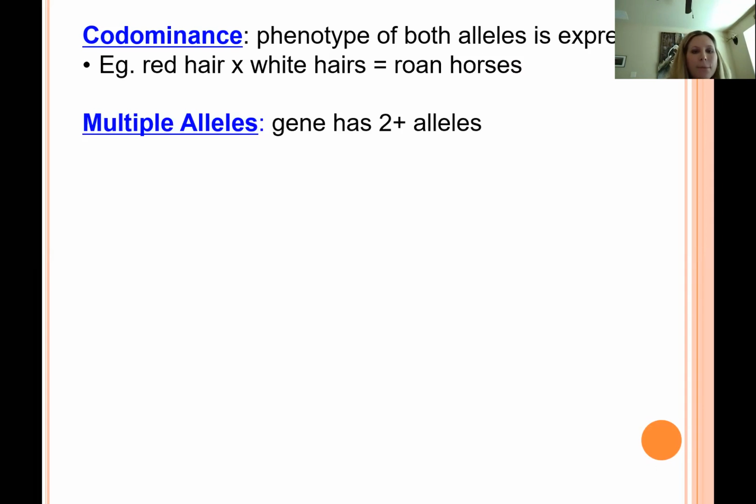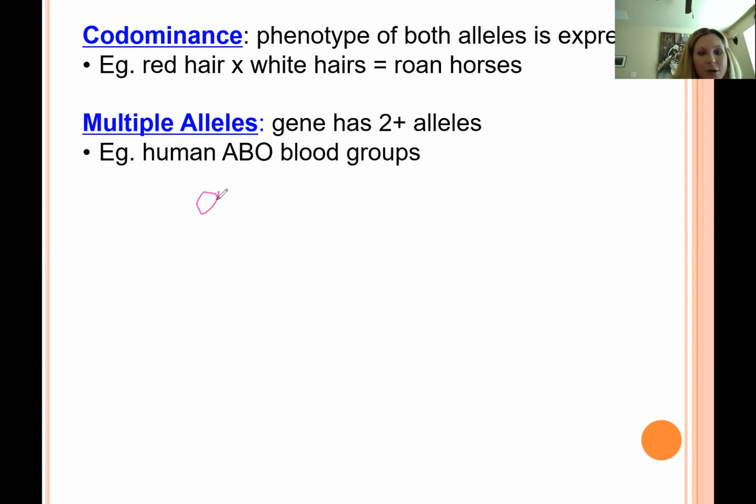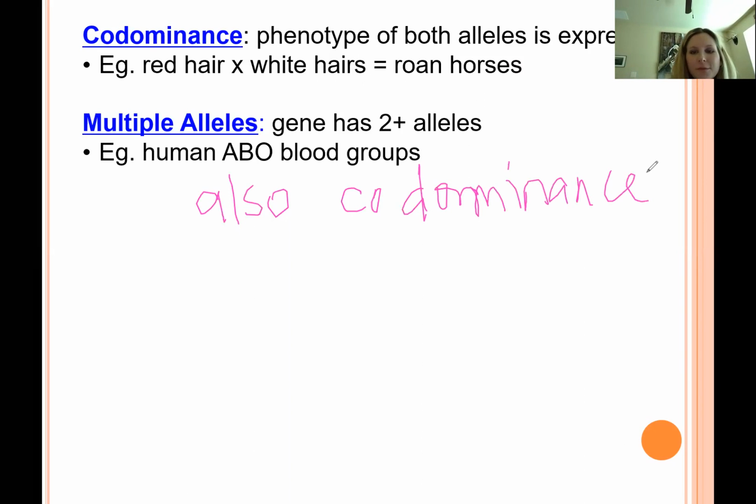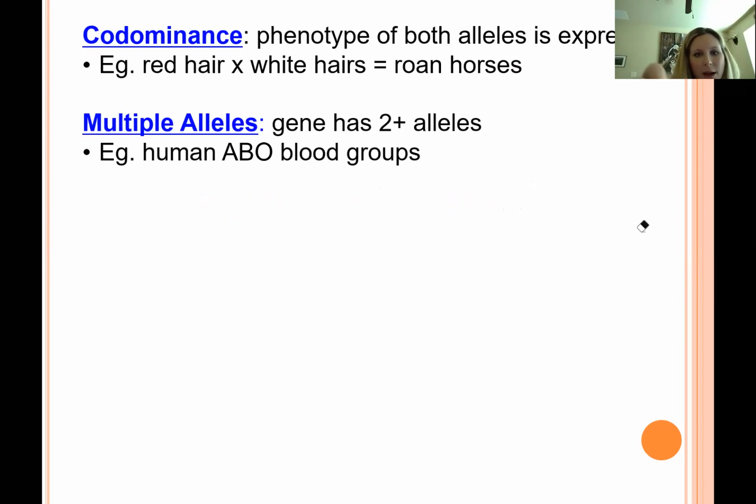All right, multiple alleles means that the gene has more than one allele. So blood typing is an example of multiple alleles, and then I need you to also write that blood typing is also codominance. So ABO blood type is also codominance. It's also complete dominance. And so blood typing can be kind of confusing, but I want us to really focus on this right now. And I think you'll get it.